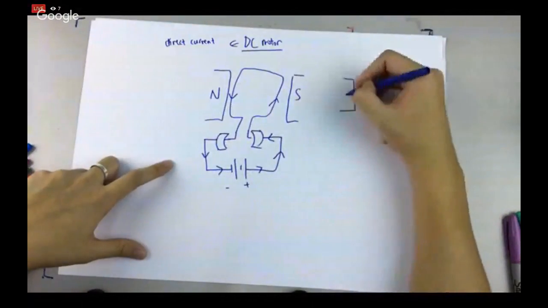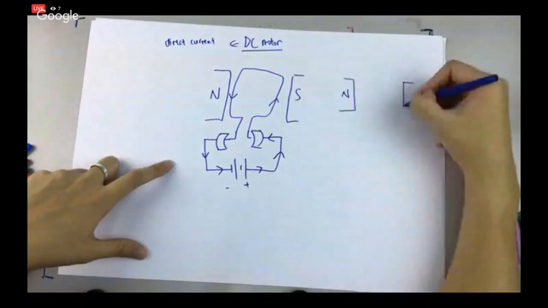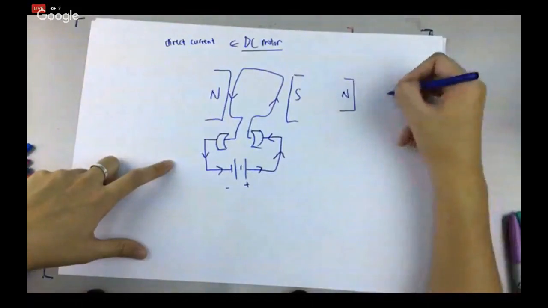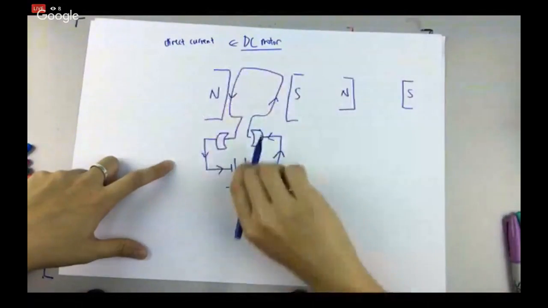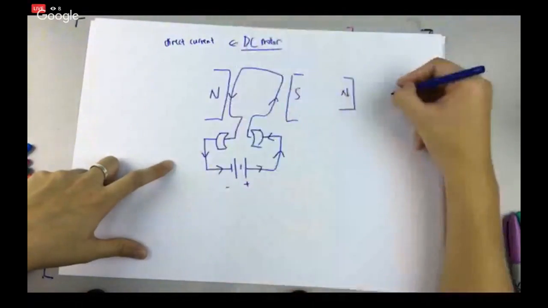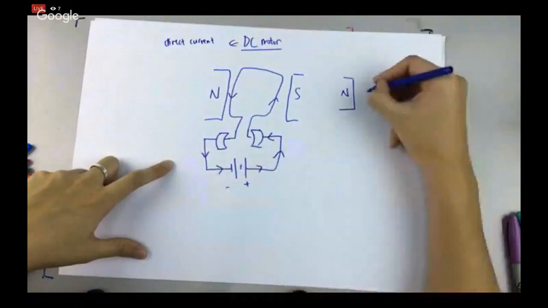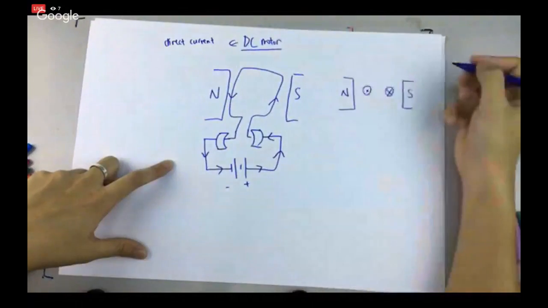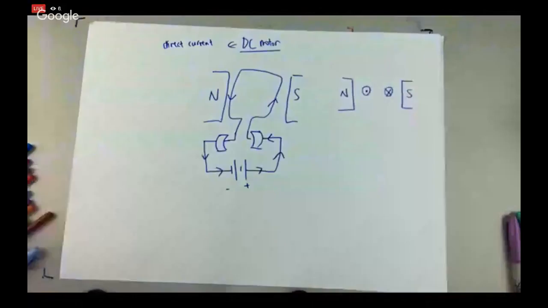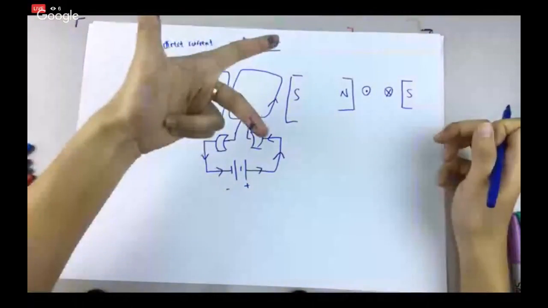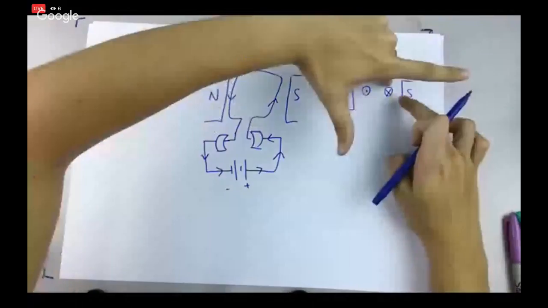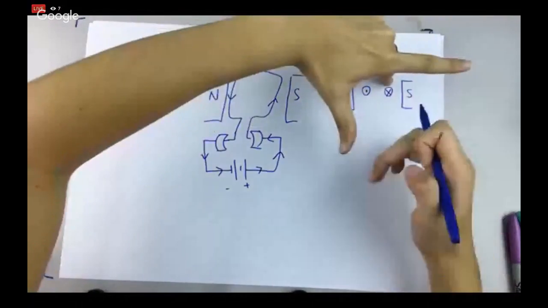Okay, then you can find the direction of this turning motor, the turning coil. The force is downwards, so opposite direction of current, so it will be opposite. Okay, so we think that this whole thing, the coil, will be turning in a clockwise direction. So this is what the exam will always ask you.